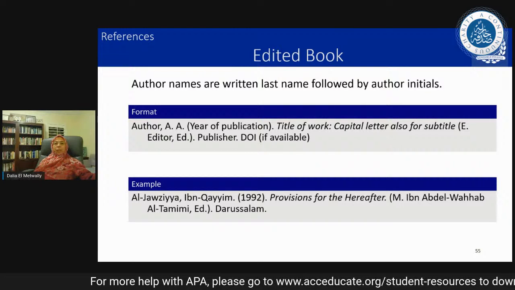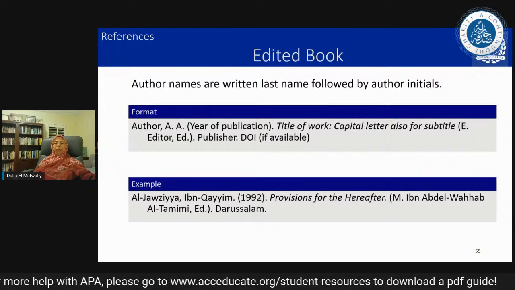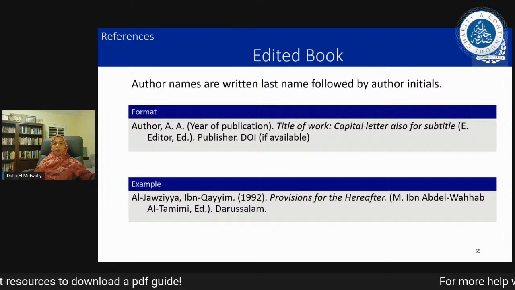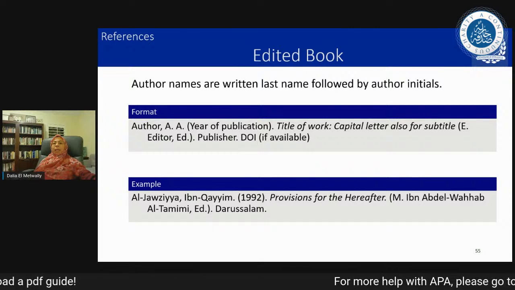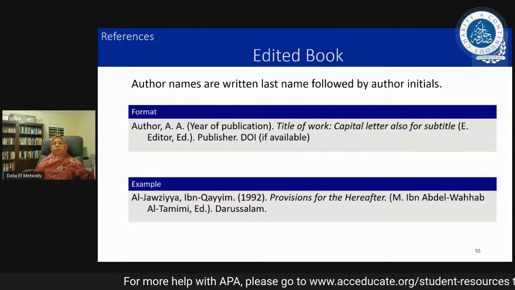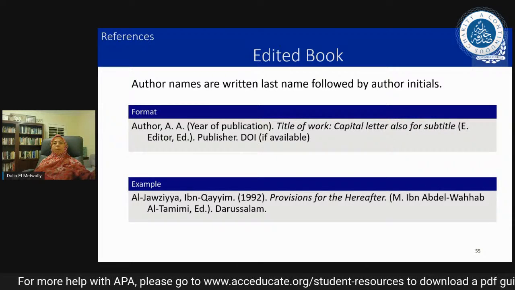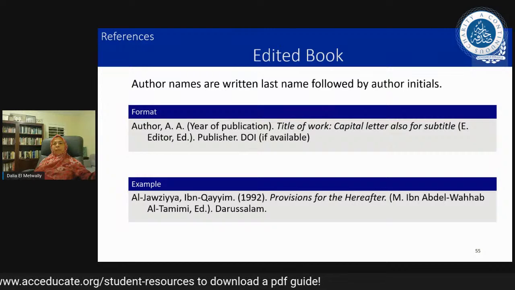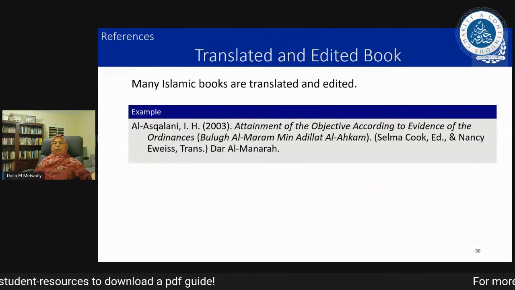For example, Ibn al-Qayyim al-Jawziyya, right? We can just write al-Jawziyya, comma, Ibn al-Qayyim. Maybe you're going like, oh, there are a couple of different al-Jawziyya. Which one are you talking about? And we're talking about Provisions for the Hereafter. And it was translated by Muhammad ibn Abdul Wahhab al-Tamimi. So we're going to write M for his initial and the rest of it, and it is Dar es Salaam.